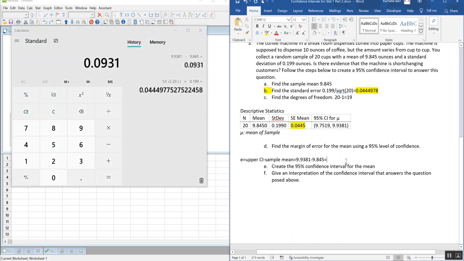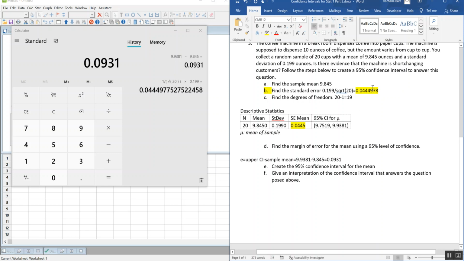Ooh, that's kind of small. Or actually, no, it's kind of big. It's almost 10%. That's not good. Oh, no, wait. I'm thinking of proportions. This isn't a proportion. That's small. That's good. That's less than 0.09 ounces. Or, no, slightly more than that. Yeah, that's not bad. Anyway, so there's my margin of error.